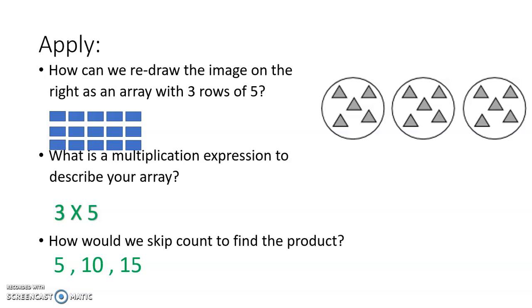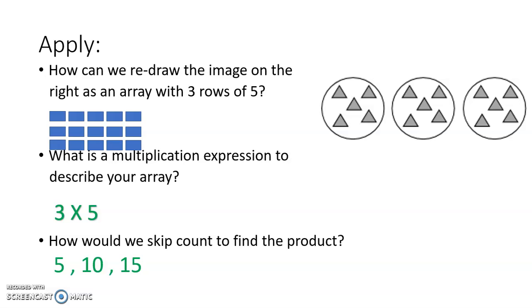Now, you can look at this in our array. You can look at it in the image with the circles. You're skip counting. You're counting by fives because there are 5 triangles in each circle, or there are 5 rectangles in each row. Whatever number you have in those circles, that's what you're counting by. So in this case, there are 5 triangles.